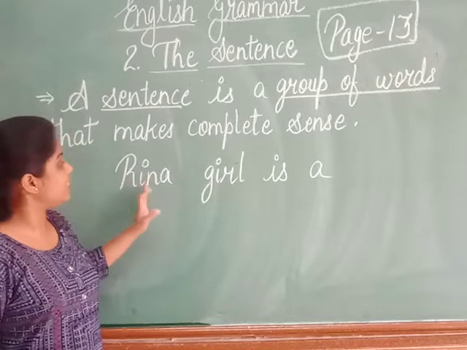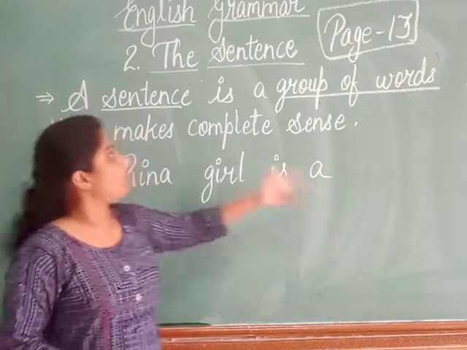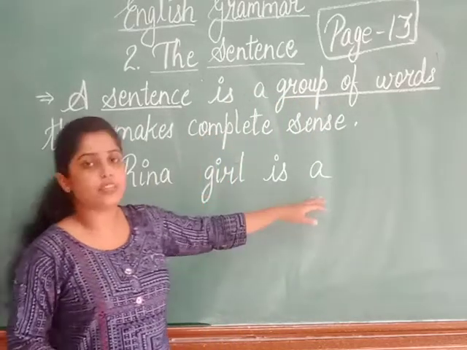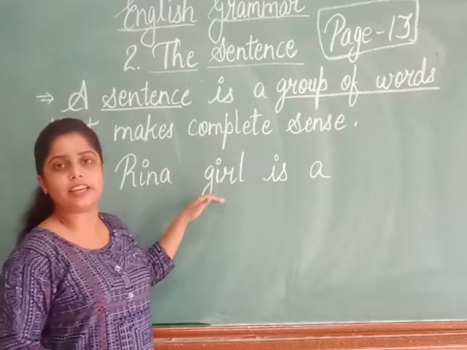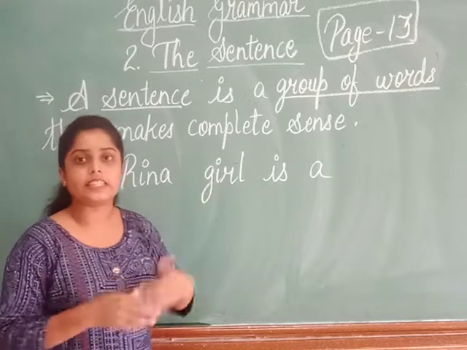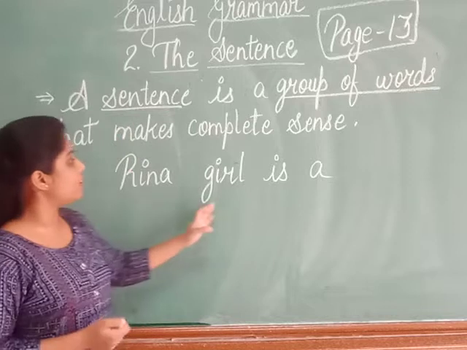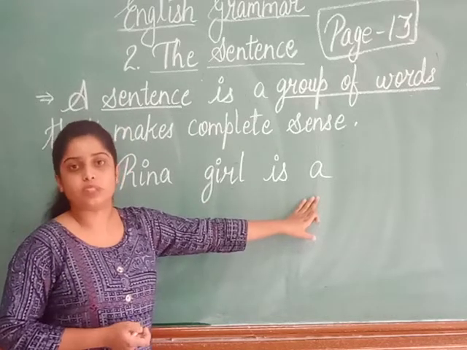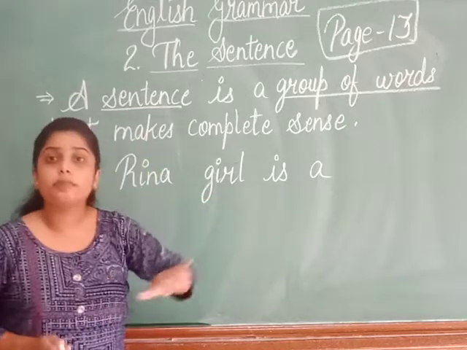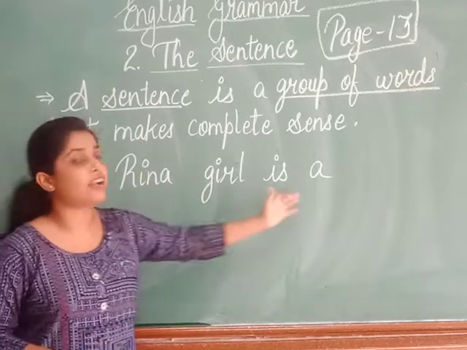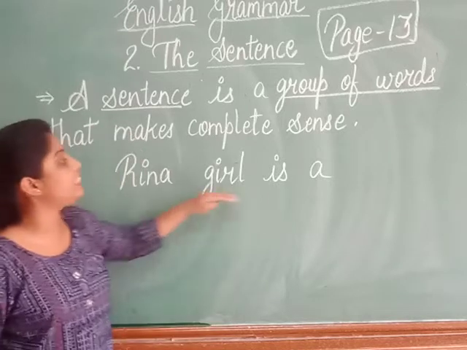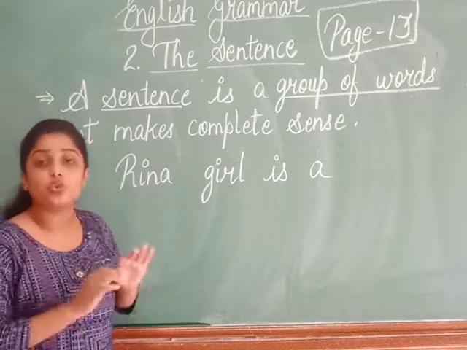क्या ये group of words, Reena girl is a? According to the definition, a sentence is a group of words, right? ये भी words का एक group है ना, 4 words हमने लिखे हैं, तो this is a group. But क्या ये group of words एक sentence बना रहा है? Actually, Reena girl is a. No. Why? Because Reena girl is a, कोई मीनिंग समझ ही नहीं आ रहा है कि सेंटेंस में बोला क्या जा रहा है. There is no sense of these group of words. There is no sense.